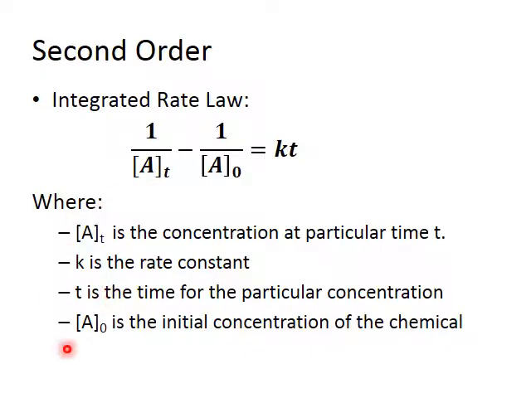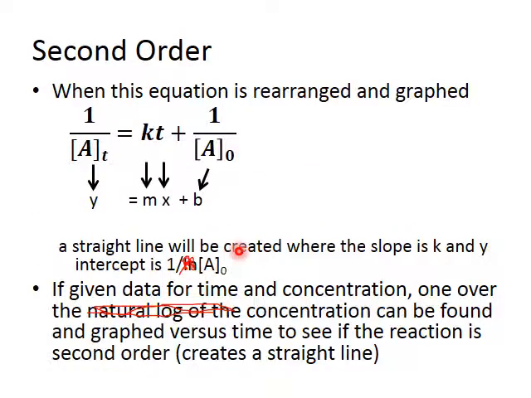All the same variables, same units, nothing crazy here. So we rearrange and get our y equals mx plus b form. The only thing they've done is instead of taking that natural log of our concentration values, we've taken 1 and divided it by our concentration for each thing.